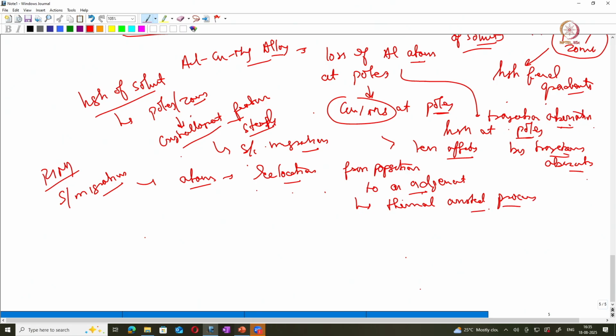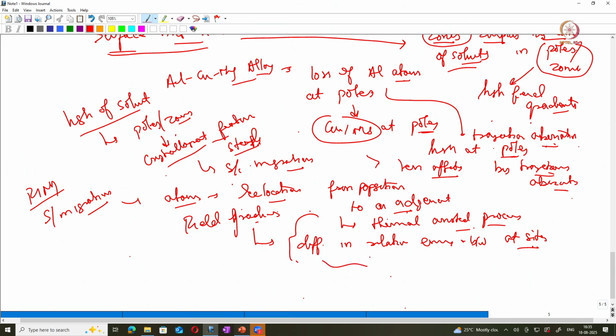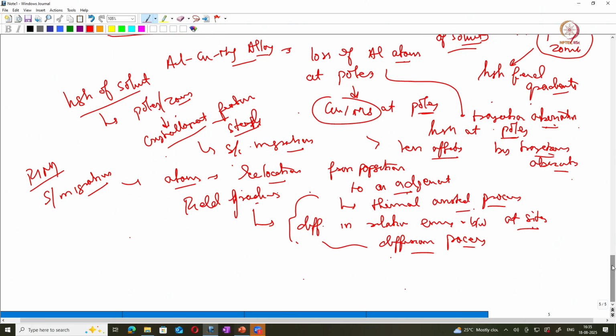Okay, and due to the field gradients near these poles, it induces a difference in relative energies between the atomic sites. These two regions facilitate the diffusion process. This is related to the surface migration.